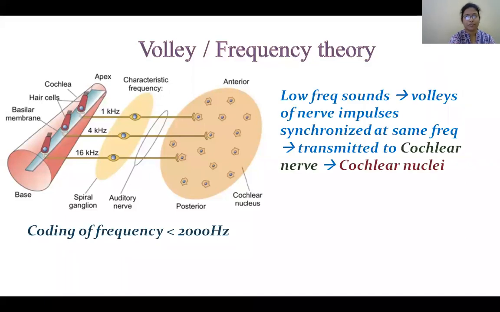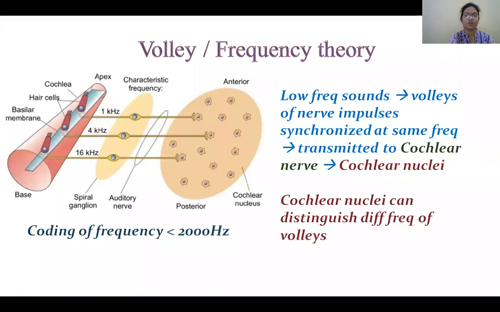Now here, volley means a cohort or group of frequencies. The lower frequencies of sounds are usually synchronized towards the same frequencies, meaning a group of same frequencies ranging between 200 to 2000 Hertz are considered as the same frequency at the level of the basilar membrane. But when the information is transmitted via the cochlear nerve towards the cochlear nucleus, the cochlear nucleus does the job of differentiating the frequency between 200 to 2000 Hertz. So it is at this level of the cochlear nucleus where the differentiation of the lower frequencies takes place.